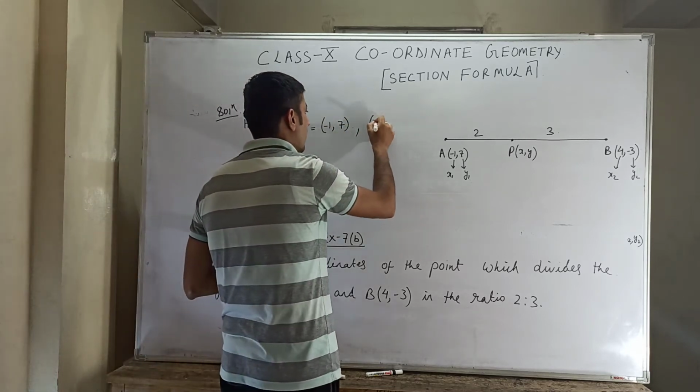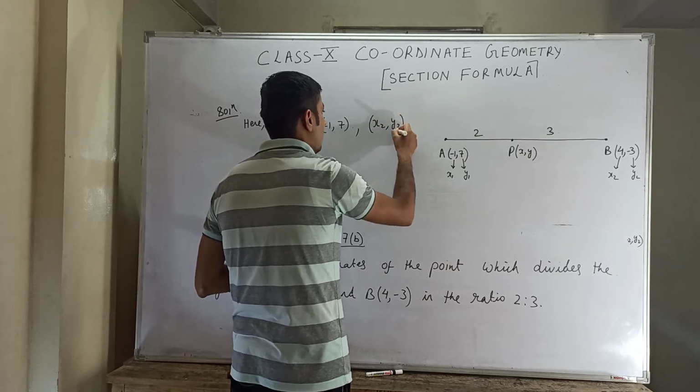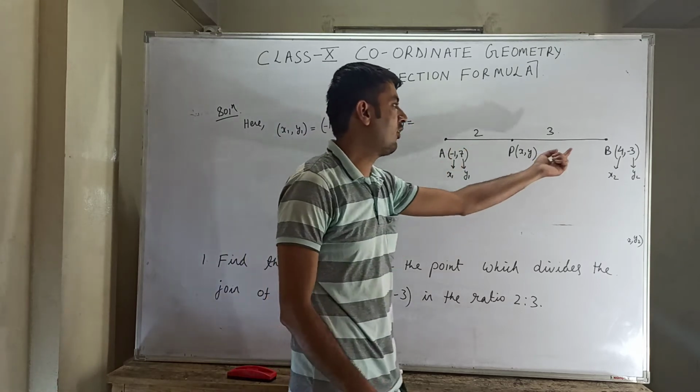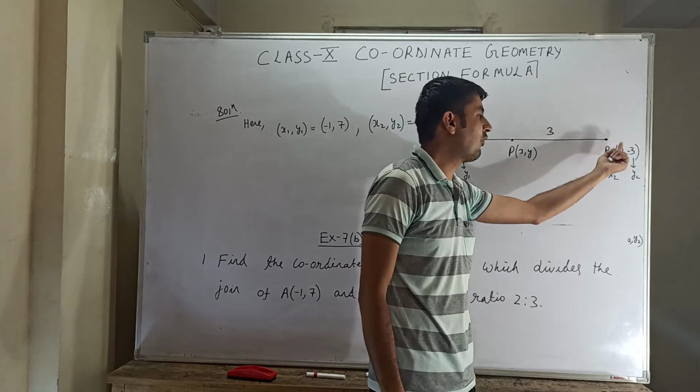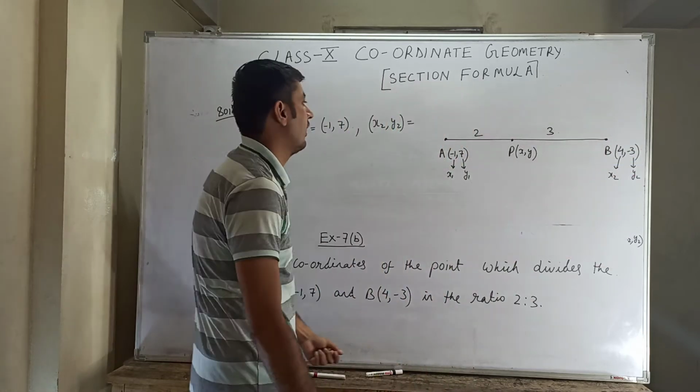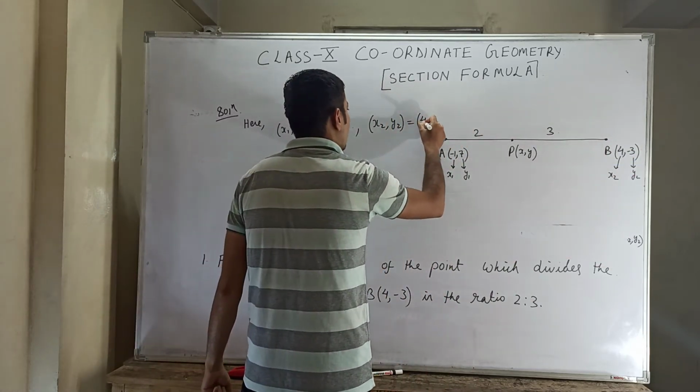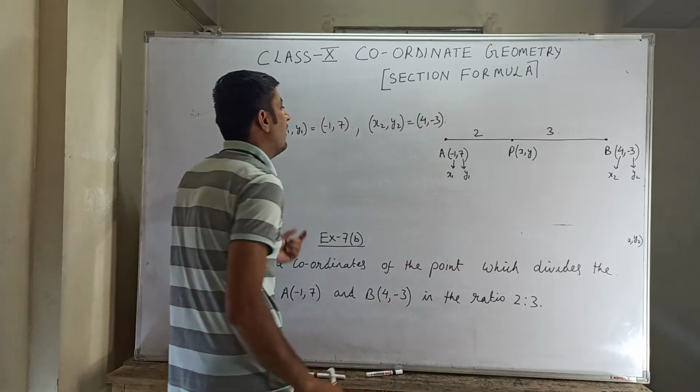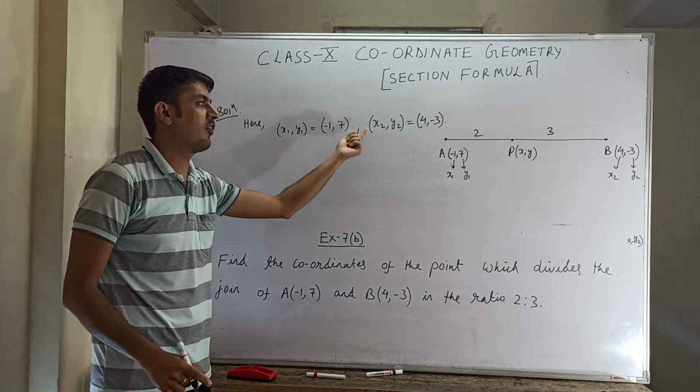Then what is your x2, y2? As you can see in the figure, your x2, y2 is 4 and -3. So you finish identifying x1, y1, x2, y2.